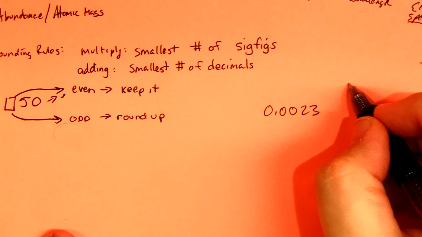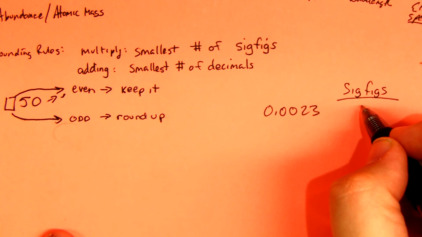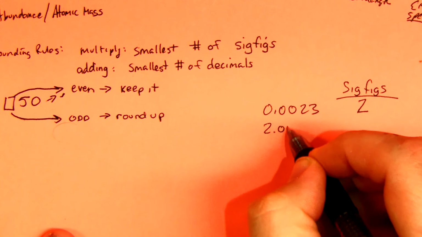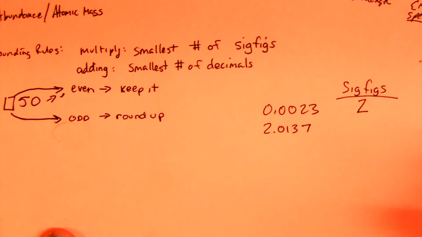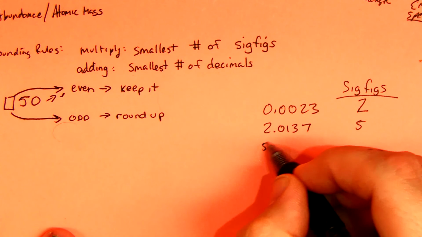How many? If I have 2.0137, 1, 2, 3, 4, 5. There's 5. If I went 5, 0, 0, 0, 1. Nice. You got it.